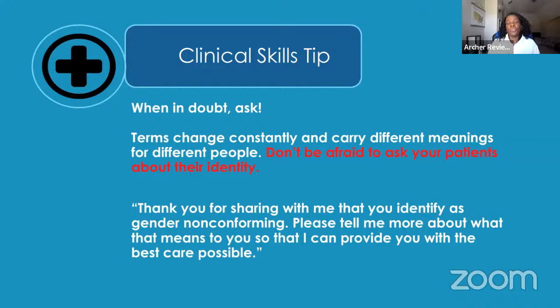And to show that you're accepting and warm, you follow up with, "Thank you for sharing that with me, that you identify as gender nonconforming. Please tell me more about what that means to you so I can provide you with the best care possible." That lets them know you're open and receptive to their beliefs or their lifestyle with no judgment, and it makes your visit go a whole lot smoother.